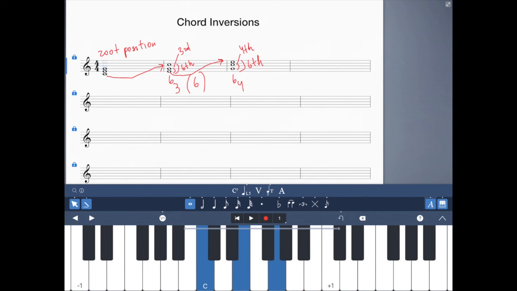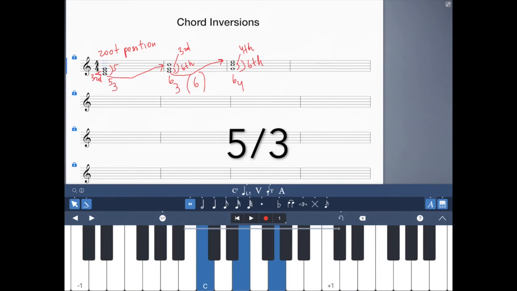Now, if we look back at the root position and the intervals that form this root position, it's going to be a 5th and a 3rd. The root position is otherwise called 5-3. 5-3 are the numbers for root position of a triad. 6-3 is the first inversion. Sometimes it will be indicated as 6. And 6-4 is the second inversion.